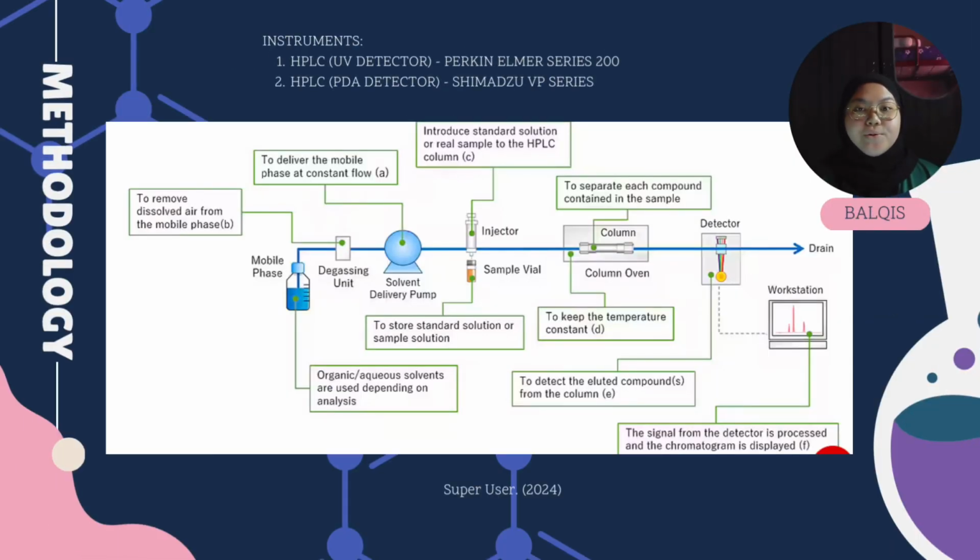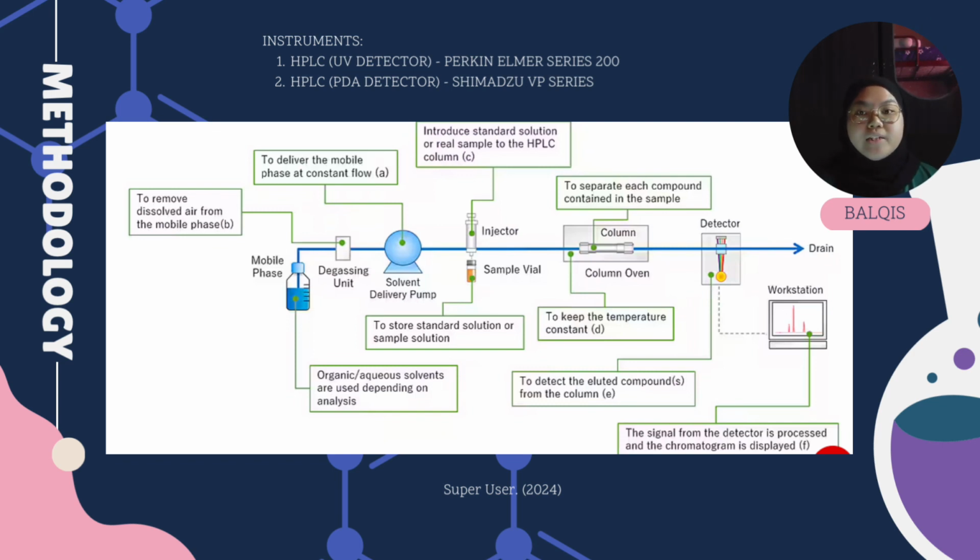Now, let's get to know the function of each component in the HPLC equipment. Firstly, the mobile phase is the organic or aqueous solvent that is used depending on the analysis. Next, the degassing unit is to remove the dissolved air from the mobile phase. Next, the solvent delivery pump works to deliver the mobile phase at constant flow. The injector works to introduce the standard solution or real sample to the HPLC column. Next, the sample vial is to store standard solution or sample solution.